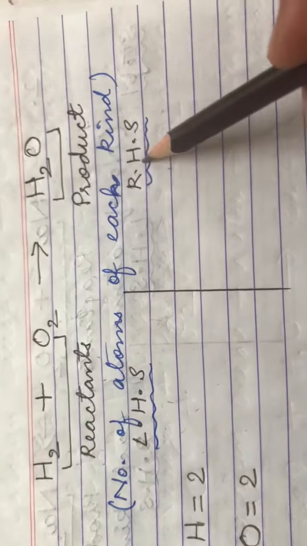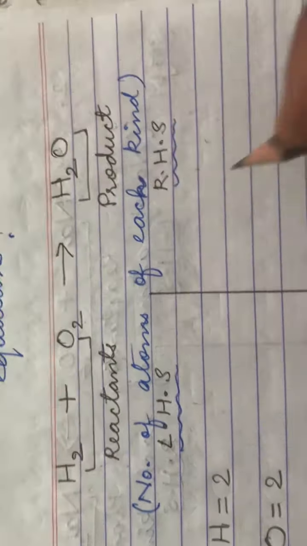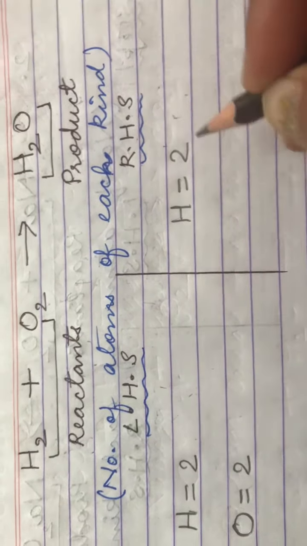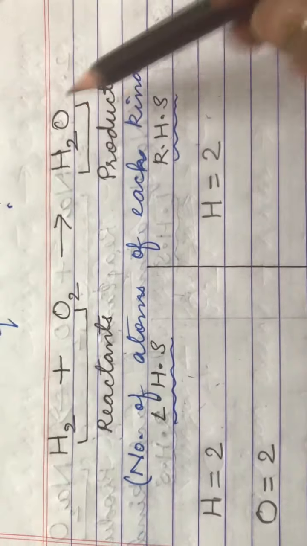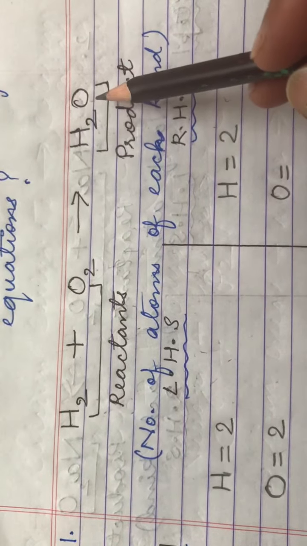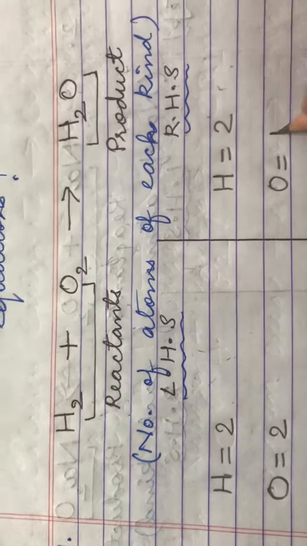In case of the right hand side, again we have the same atom, hydrogen. So we write H first. And the number of atoms of hydrogen here are 2. So we write a 2 here. Oxygen is O, symbol O. And the number of atoms of O are 1. So we write a 1 here.